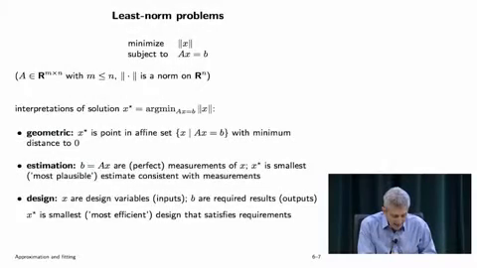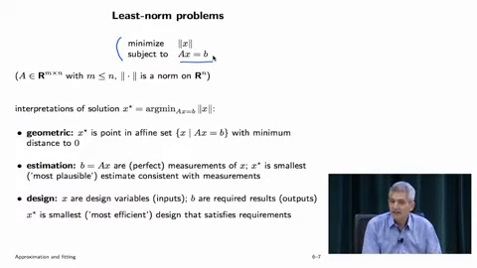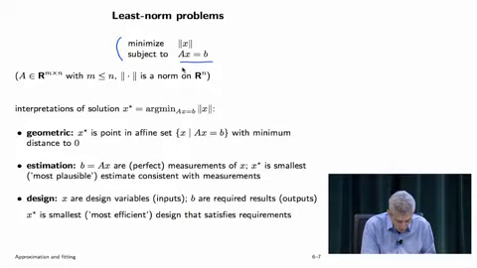So we'll look now at something that's like the dual of the approximation problems, or norm approximation problems. And that's a least norm problem. And the basic idea is this. Here you have equality constraints. So in this case, A is not generically tall. It's generically wide. So A is a wide matrix.